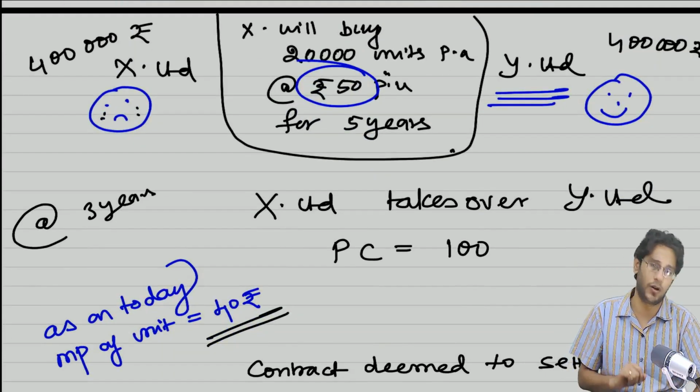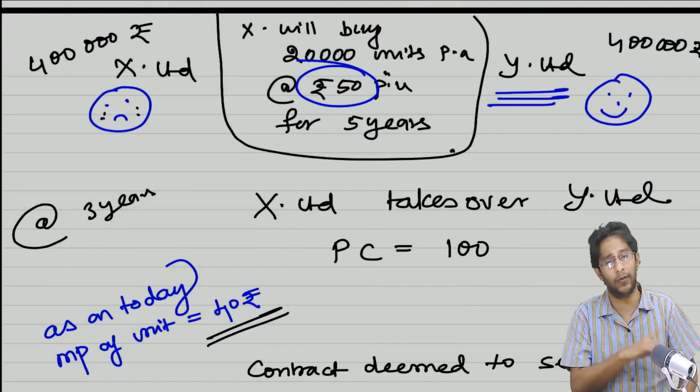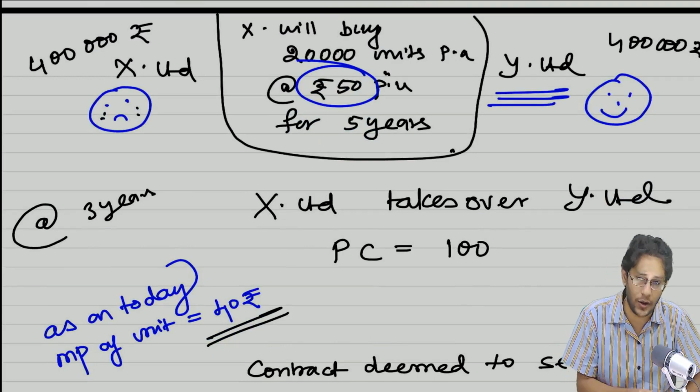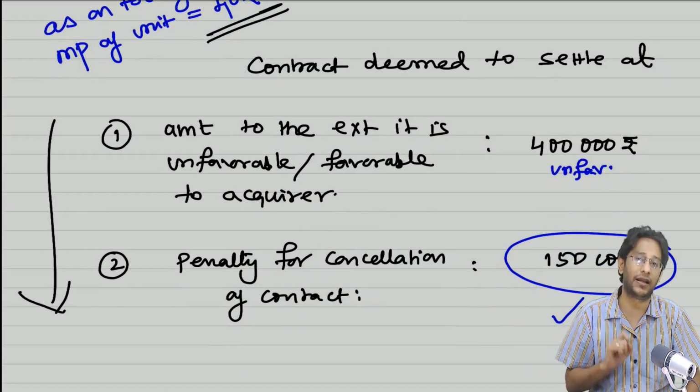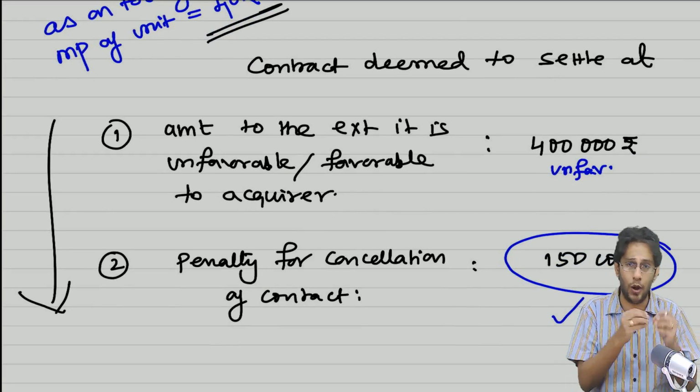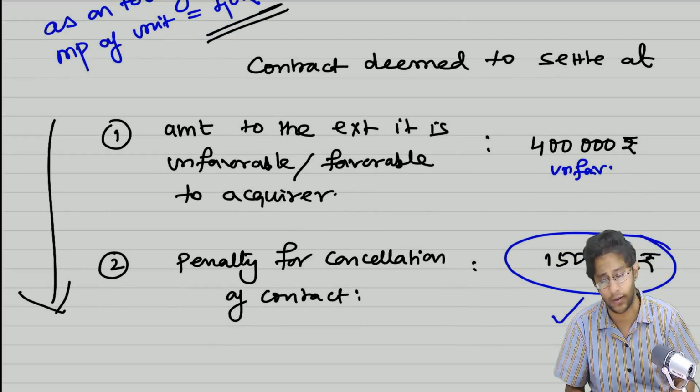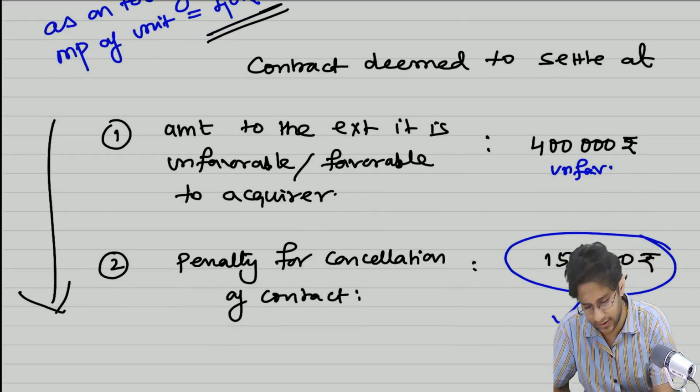Since this is a contractual relationship, whether this contract is favorable or unfavorable, you have to check and also see if you have to cancel the contract, is there any damages? Whichever is lower, the contract is deemed to be settled. So this is how you handle it. This is an important case.